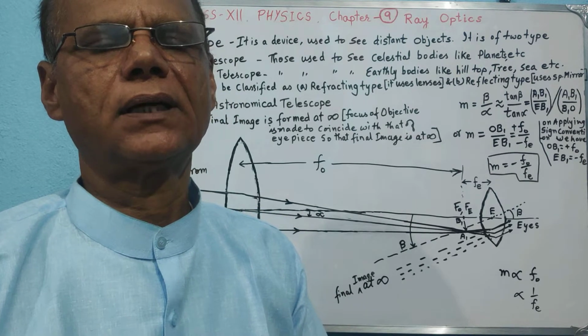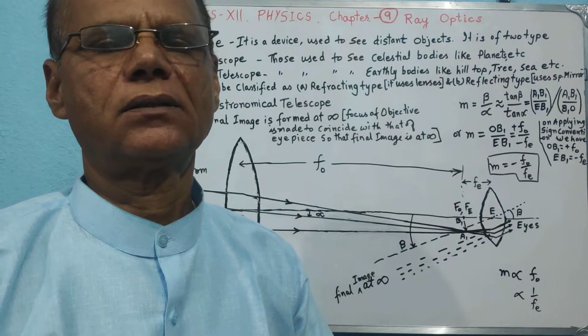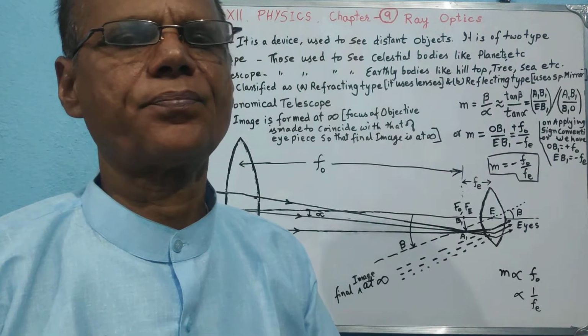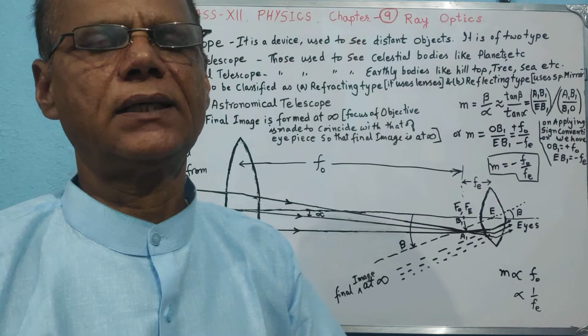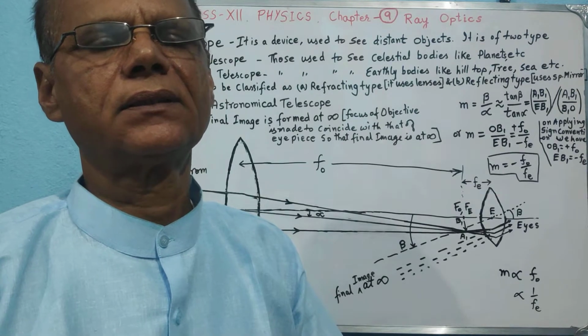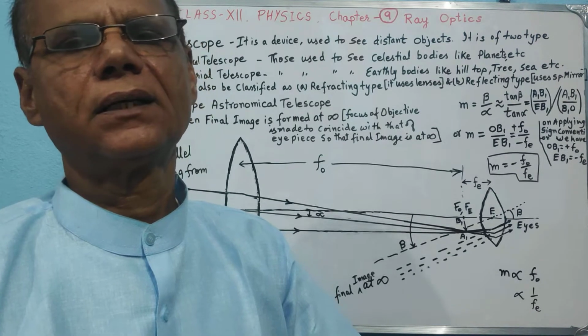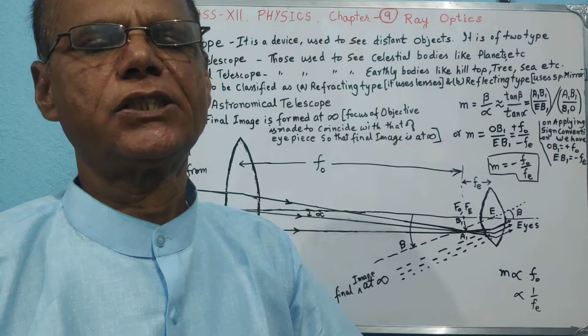look at the earthly bodies, means trees, hills, distant objects, sea, icebergs, etc. So anything lying on earth's surface, that is used for viewing such things, is known as terrestrial telescope.